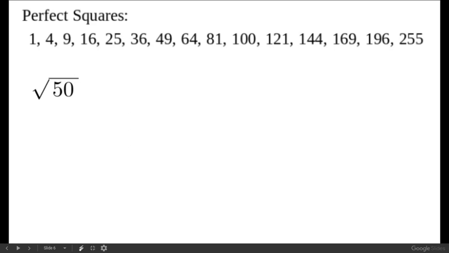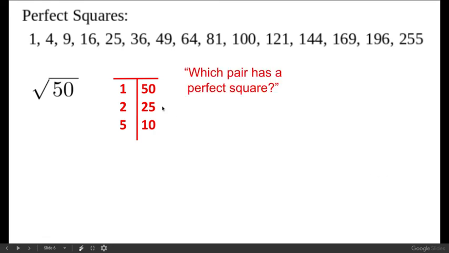So let's do it. We need to change 50 to two numbers that multiply to 50. So we're going to make our t-chart for 50. We have 1 and 50, listing all the factors. 2 and 25. 3 doesn't work. 4 doesn't work. 5 times 10. And that's it. Now you are going to ask yourself, out of all of these pairs, which pair has a perfect square in it? When we look, it's this pair right here, 2 and 25. 25 is a perfect square.